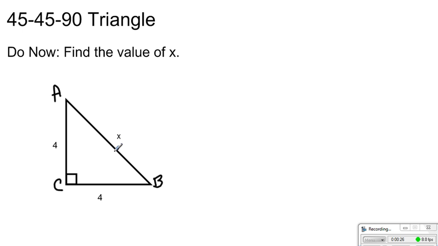All right, so I'm going to leave you with a little bit of time, and then we're going to continue for this task, the 45-45-90 triangle.